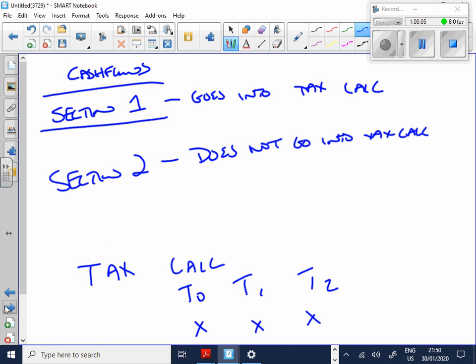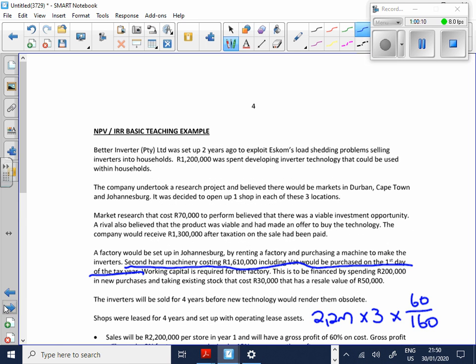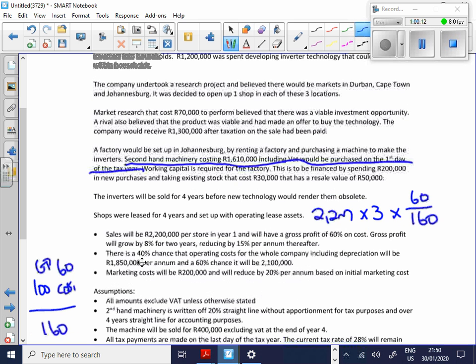Guys? So, guys, there it is. So inside this question, guys, it says there's a 40% chance that operating costs for the whole company, including depreciation, will be 1.85 per annum, and 60% chance it will be 2.1. So how am I going to do this? So first things first, guys, whenever you're dealing with costs, you need to take out non-cash items. Is that all right?